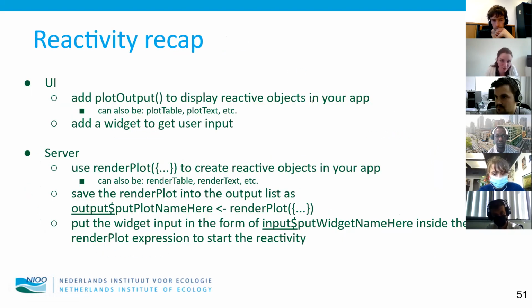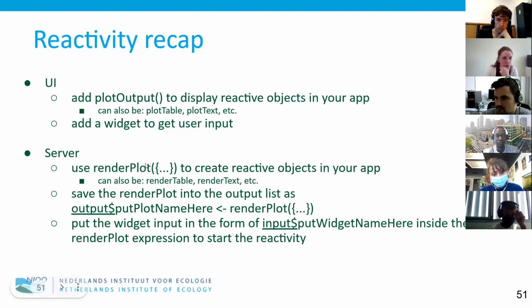So to recap that again, because this is like the essentials of working with R Shiny, you have your user interface, and in the user interface side, you need to add some form of a plot output to display reactive objects in your app. And that can also be a plot, table, or text. And you need to add a widget there to get user input. And on the server side, you need to use this render plot something.